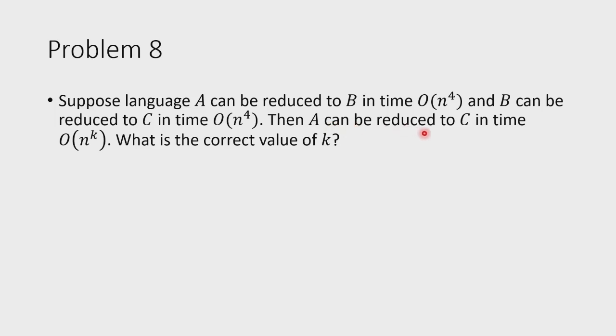Then A can be reduced to C in time O(n^k). Find what is the value of this k. So is the question clear? Yes, the question is clear. So does anyone want to guess what k is?